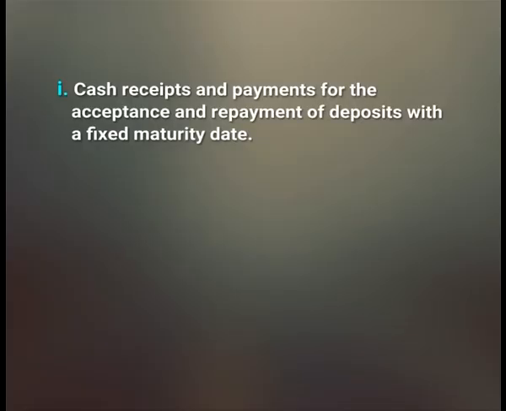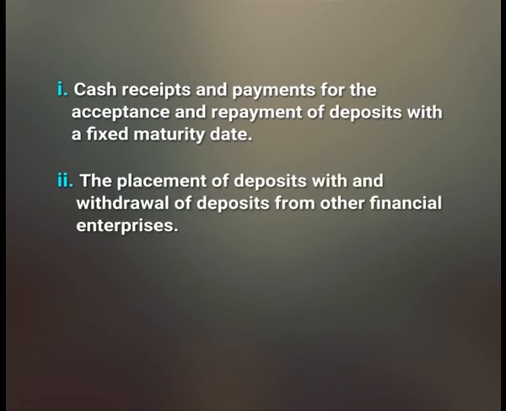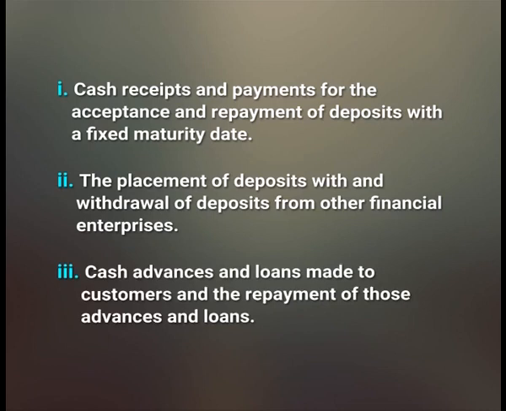Next is cash flows arising from each of the following activities of a financial enterprise may be reported on a net basis. First one, cash receipts and payments for the acceptance and repayment of deposits with a fixed maturity date. Second one, the placement of deposits with and withdrawal of deposits from other financial enterprises. And third one is cash advances and loans made to the customers and the repayment of those advances and loans.